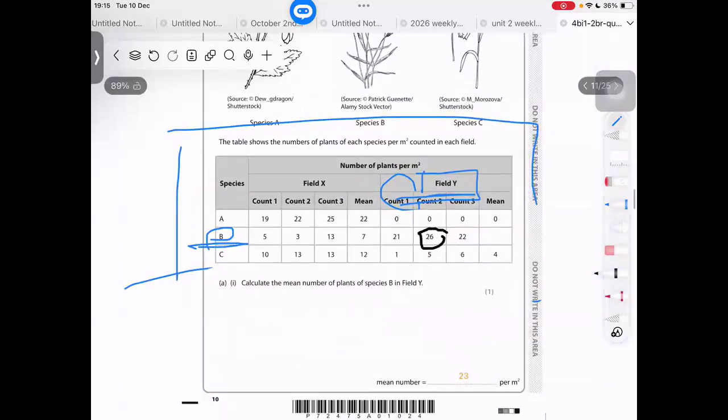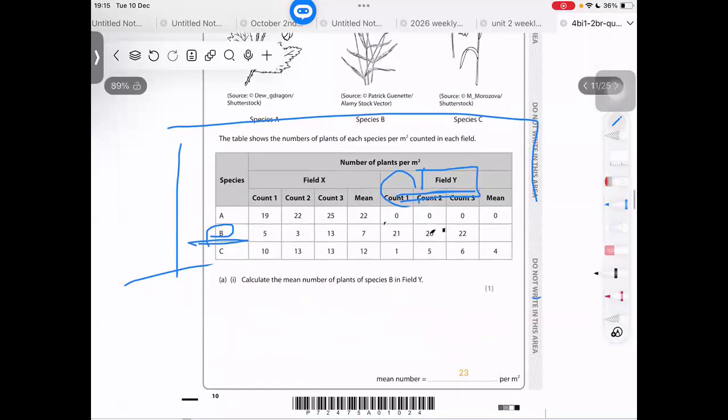So by analyzing this, you can see that count 2 is not very accurate. Count 2, that means 26. If you compare count number 1 and count number 3, they're close. 21 and 22 are close, right? But 26 is a bit deviated. I'm just saying that for analysis, right?